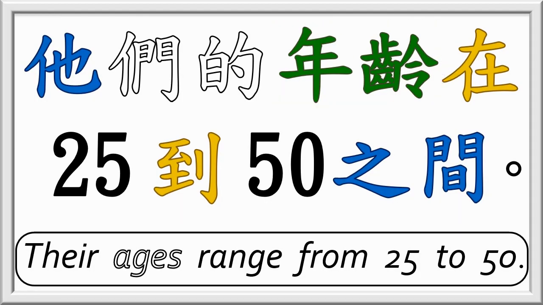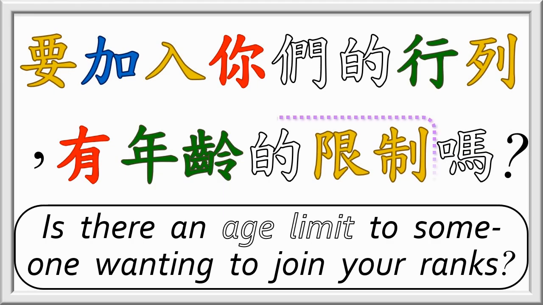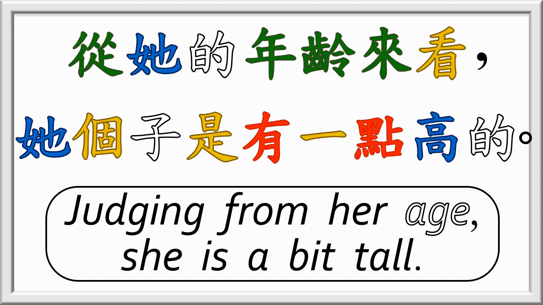他们的年龄在25到50之间. Their ages range from 25 to 50. 要加入你们的行列，有年龄的限制吗？ Is there an age limit to someone wanting to join your ranks? 从他的年龄来看，他个子是有一点高的。Judging from her age, she is a bit tall.